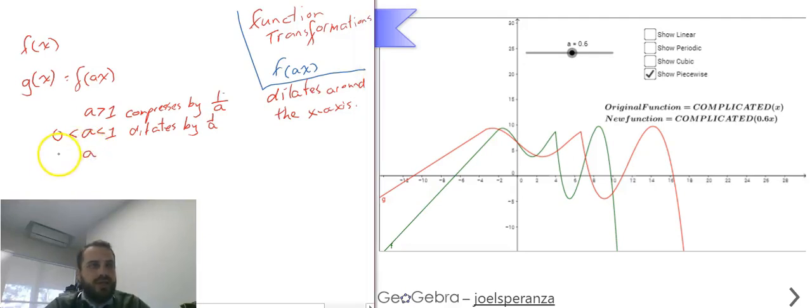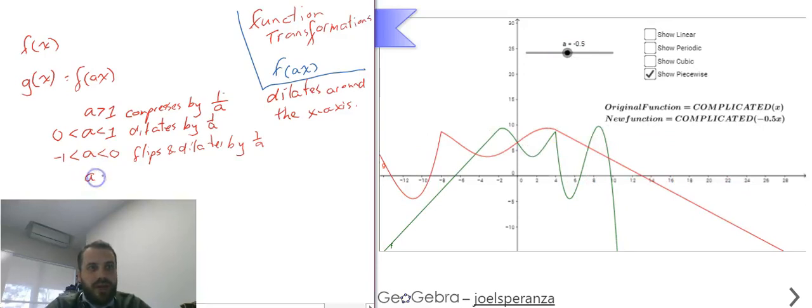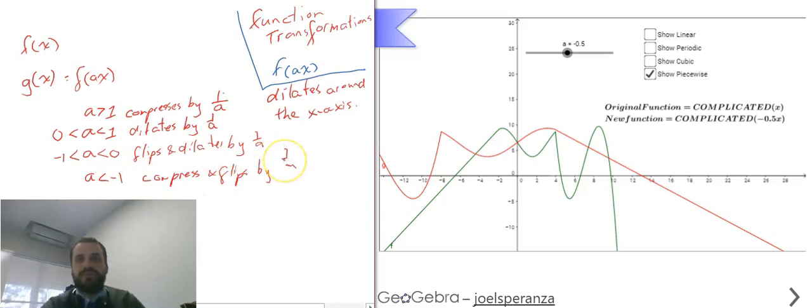Okay, if a is between negative 1 and 0, it flips and dilates by 1 on a. You can see that, flip, dilate. And if a is less than negative 1, it flips and compresses by 1 on a. All right, that's function transformation number four.